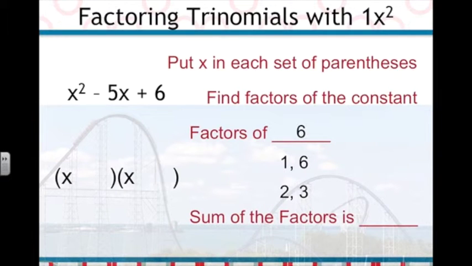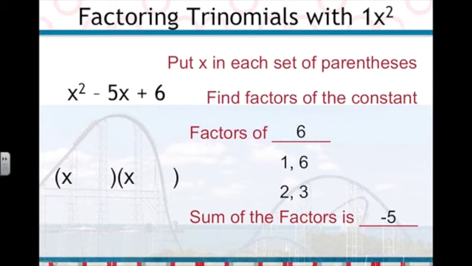We want the sum of the factors in this case to be negative 5, because there is a minus 5x in the middle of the trinomial. But the 1 and 6 add up to 7, and 2 and 3 add up to a positive 5. We're going to have to get a bit creative.